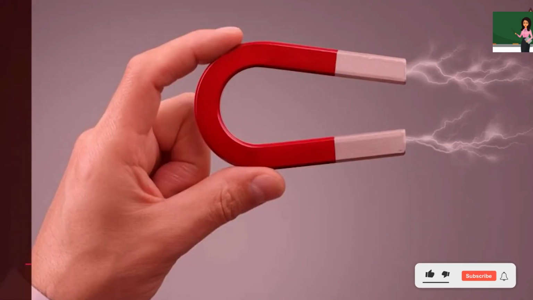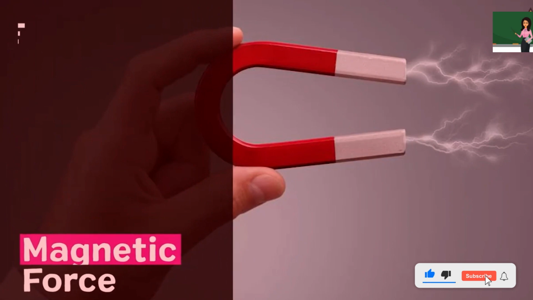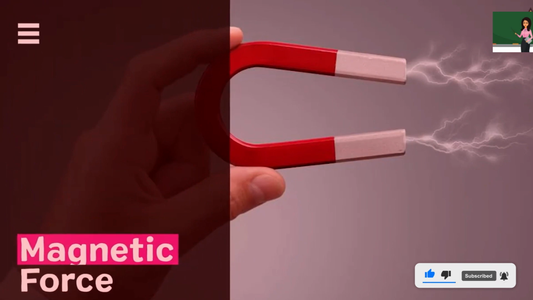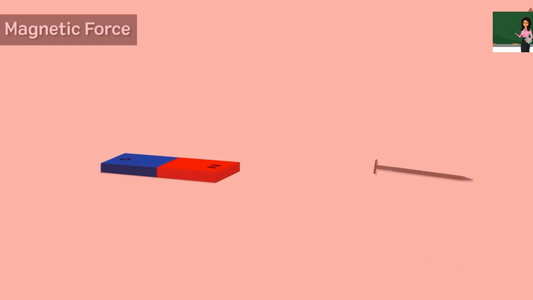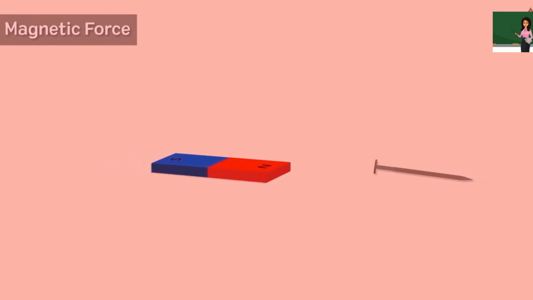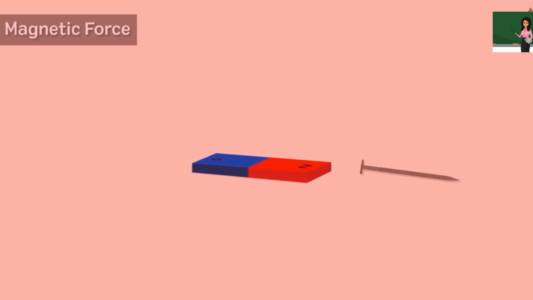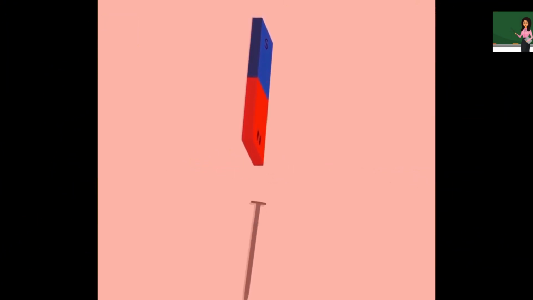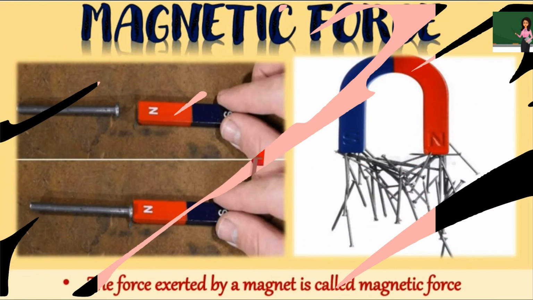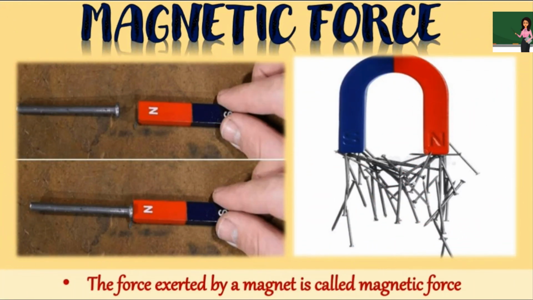Magnetic force. Place a magnet on a table. Take a big iron nail towards the magnet. It sticks to the magnet. Now hold the magnet upright in the air, away from the nail. What happens? The force exerted by a magnet is called magnetic force.